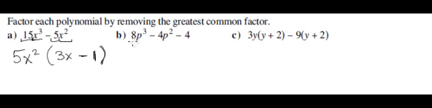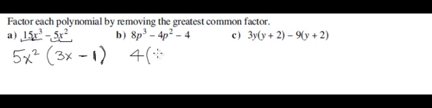Here, 8p cubed, negative 4p squared, negative 4. 8, negative 4, and negative 4 are all divisible by 4. That's a common factor which we can pull out. Now, how many p's can we pull out? 3 here, 2 here, none here. The fact that this term has no p's in it means we can't factor any out, because if we tried to factor out even a single one, that's more than this term can afford, so we can't do it at all. The only common factor is 4.